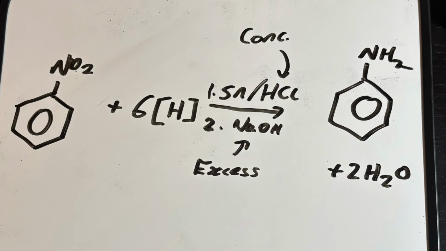Now, creating aminobenzene is slightly more difficult. You have to start with the nitro group, and then you have to reduce it. And you're going to do this with a tin catalyst and concentrated hydrochloric acid, and then the second step, you're going to add excess sodium hydroxide.